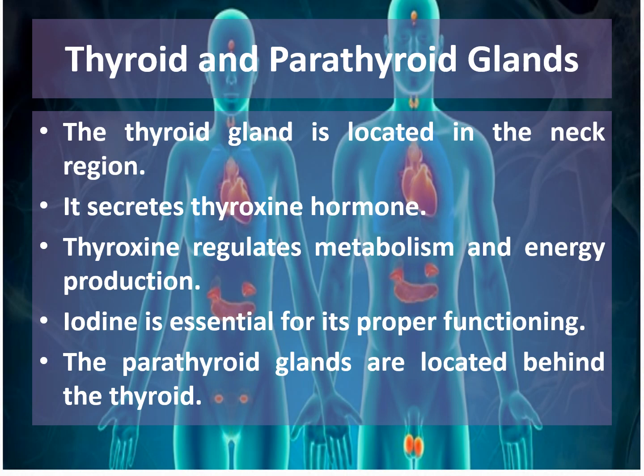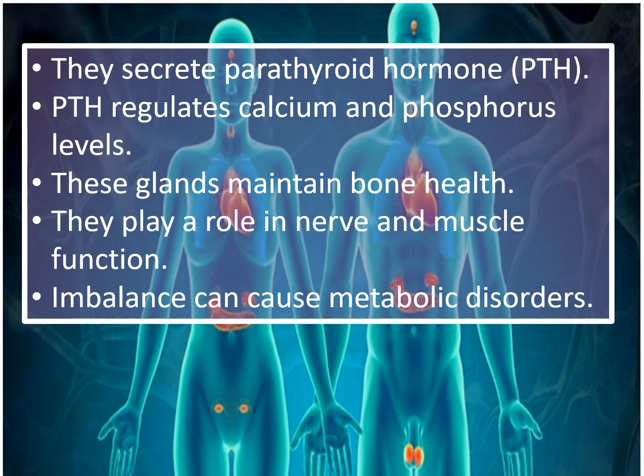The parathyroid glands are located behind the thyroid. So they are also in the neck only. Whereas thyroid is concerned with metabolism, parathyroid is concerned with the calcium absorption, calcium and phosphorus. They secrete parathyroid hormone, PTH. This regulates the calcium and phosphorus levels. PTH, that is parathyroid hormone, glands maintain bone health. They play a major role in nerve and muscle functioning. And any imbalance in the parathyroid hormone or the thyroid hormone can cause metabolic disorders.